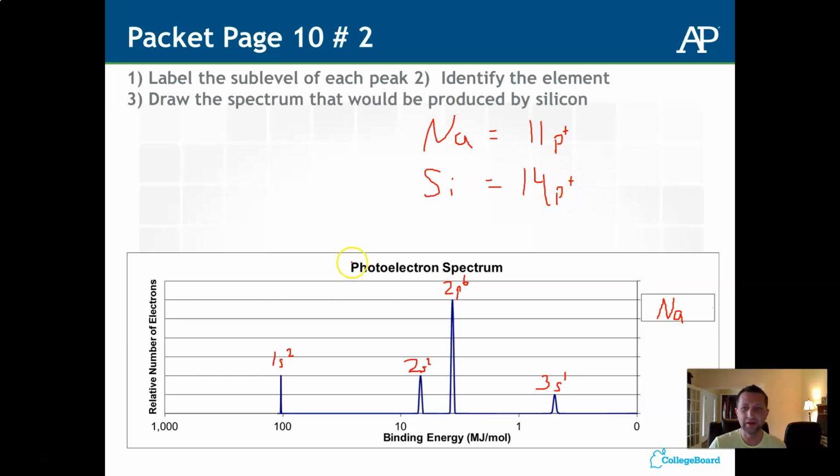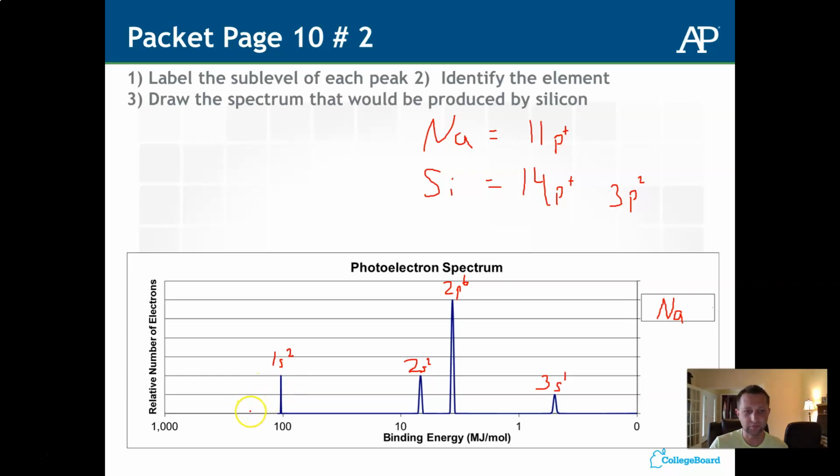Okay, so silicon is going to end in 3p2. Okay, so let's draw this. 14 protons versus 11, so everything is going to be shifted to the left, right? Because to the left on our readout, it's more difficult to remove.